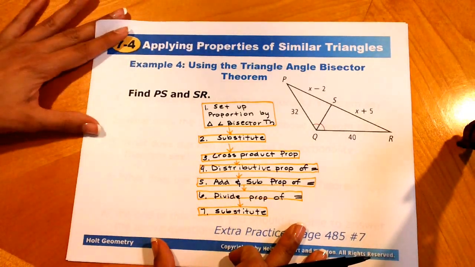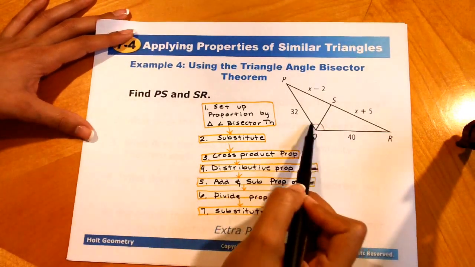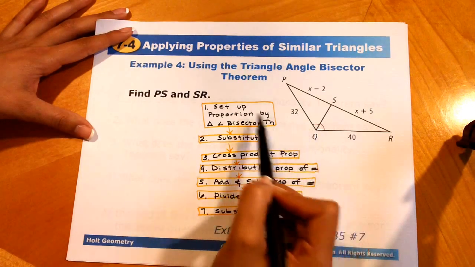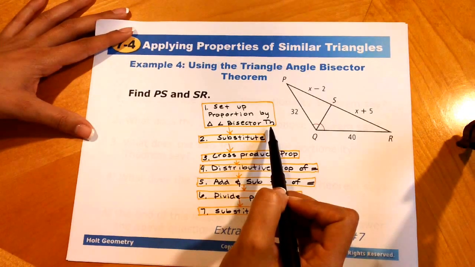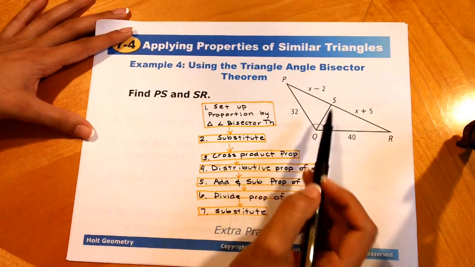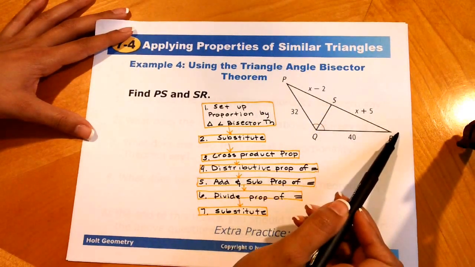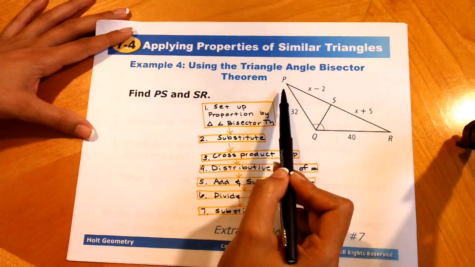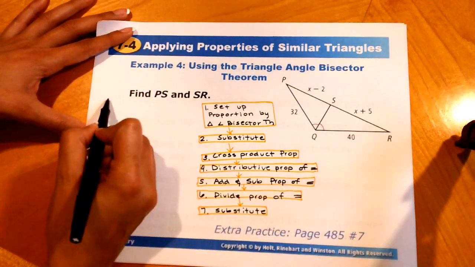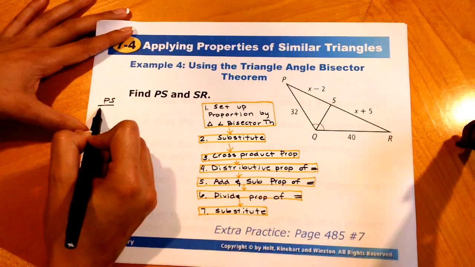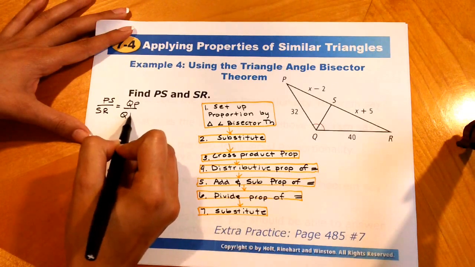So example 4, we need to find PS and SR. It's given that this angle here is being bisected, so we can set up a proportion by using the triangle angle bisector theorem, which is the one that we just talked about. So I can say that PS over SR is equal to QP over QR. So these two base sides and then the two legs.